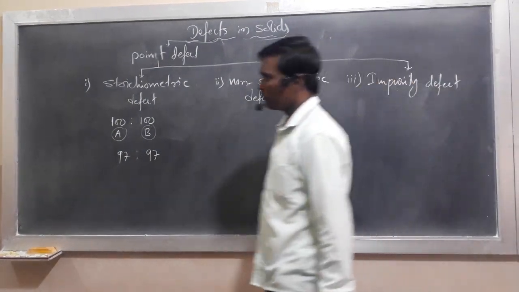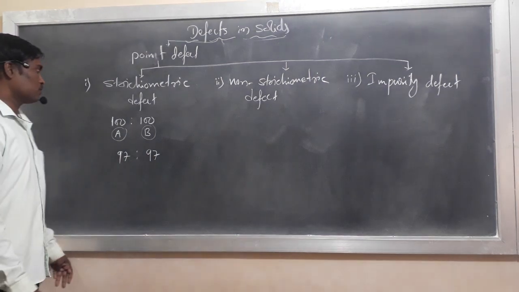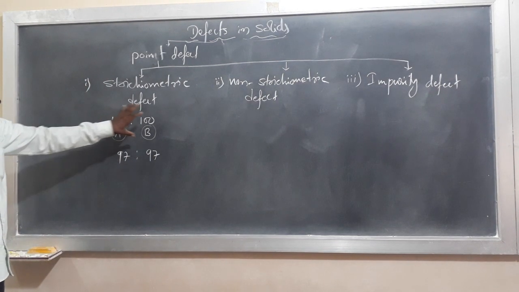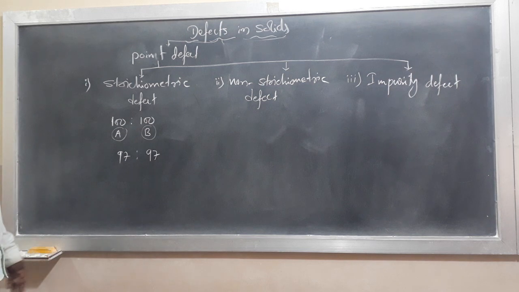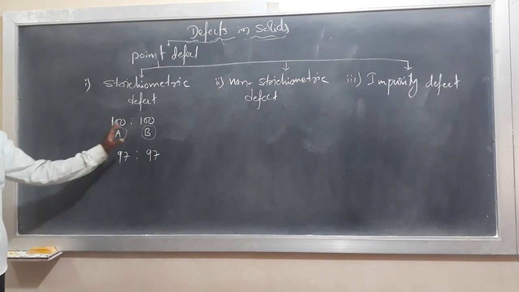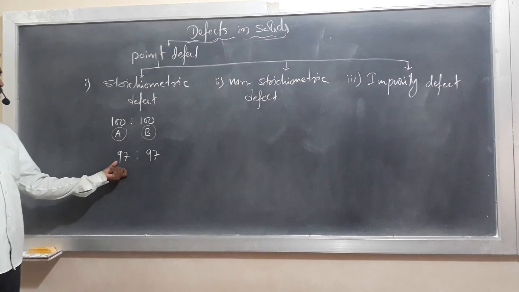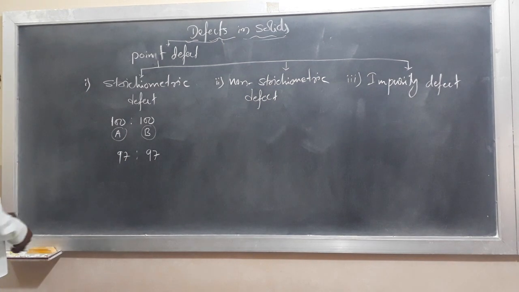Okay. So such a defect we call a stoichiometric defect. In stoichiometric defects, the ratio of the constituent particles, or the ratio of the ions, or the ratio of the atoms, is undisturbed. That is called stoichiometric defects.